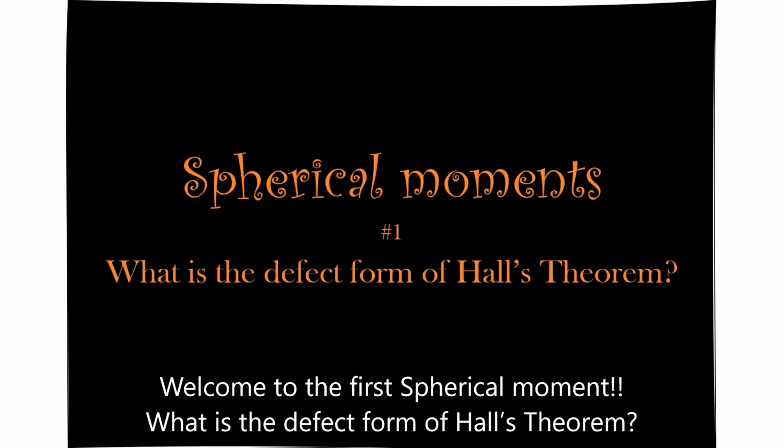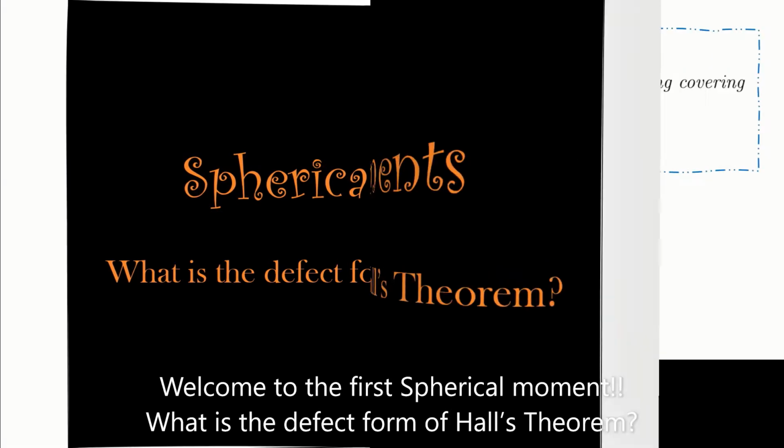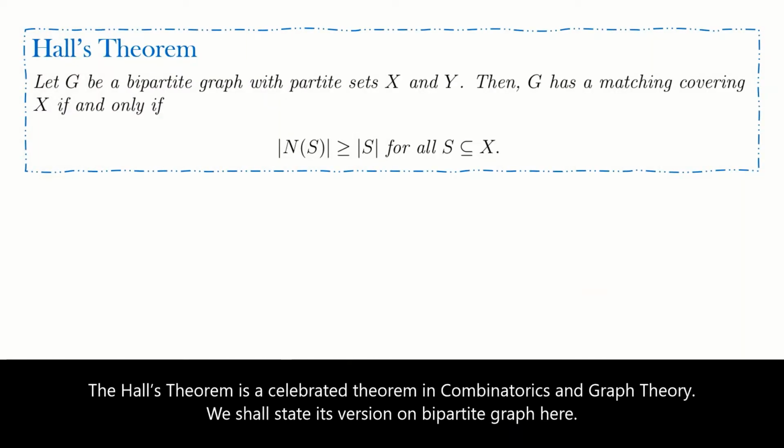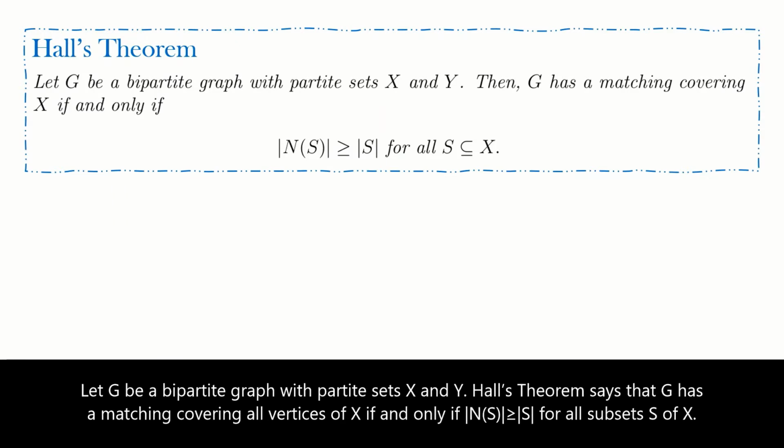What is the defect form of Hall's theorem? Hall's theorem is a celebrated theorem in combinatorics and graph theory. We shall state its version for bipartite graphs here. Let G be a bipartite graph with vertex sets X and Y.